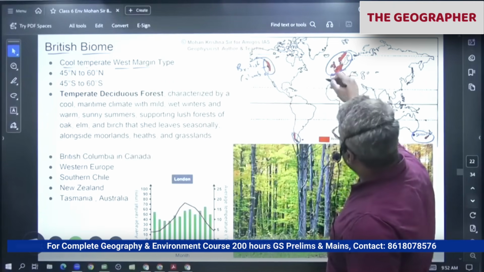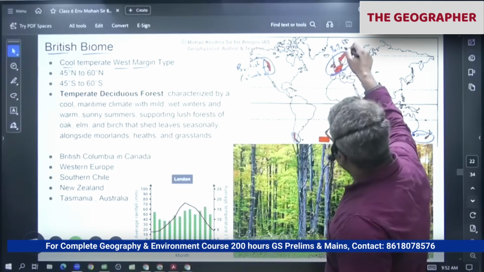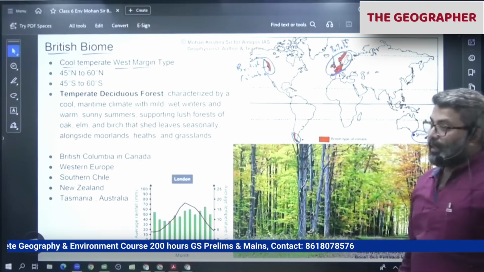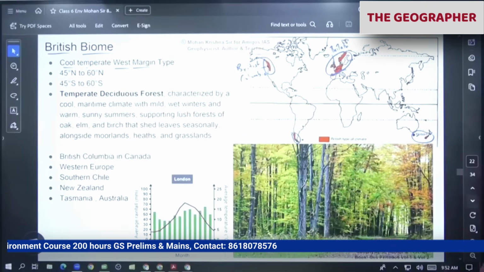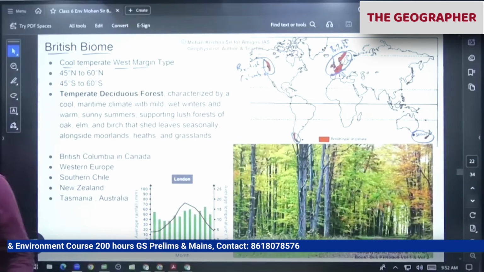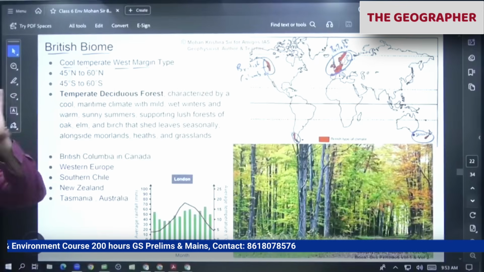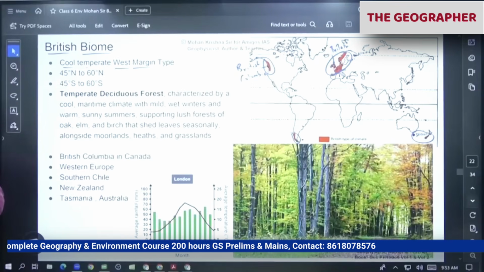Here, this is West Europe, Great Britain. So the name British type. It is popularly called British type. This is a kind of deciduous plants. All these plants shed leaves in winter. They will also turn orange red in winter, then they shed leaves. In dry season, plants shed leaves. So the word deciduous: plants which shed leaves in dry season are called deciduous.